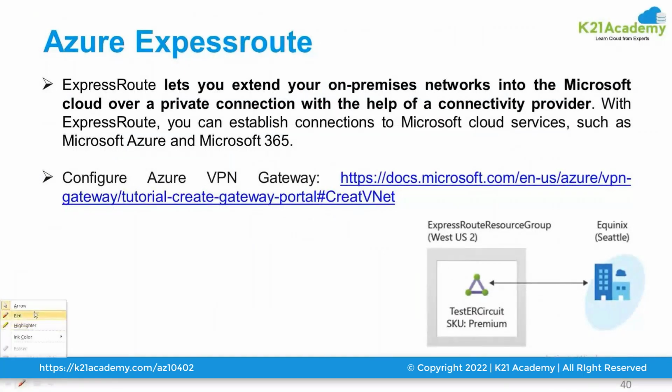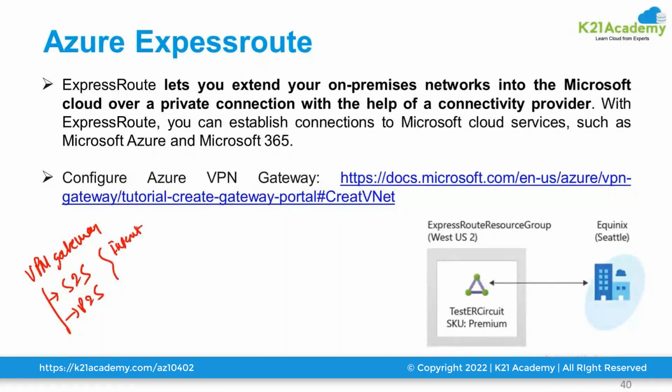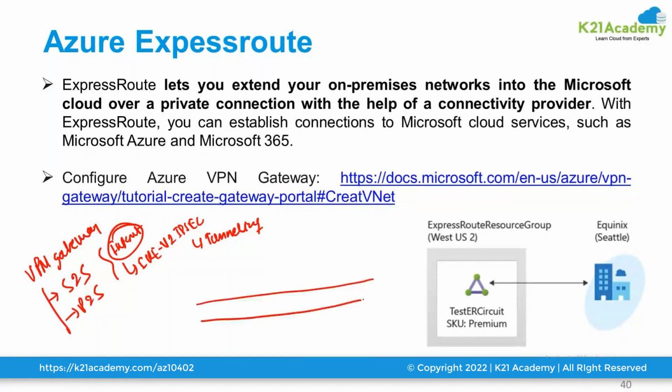Now the other thing: we have seen there are two ways in which you can connect. The first thing was VPN gateway. In VPN gateway, what all things will you get? Site to site and point to site connectivity. How will this connectivity happen? Over the internet, if you remember, by using IKEv2 IPsec tunneling. So what exactly will happen? A virtual tunnel will get created between your on premises and Azure.